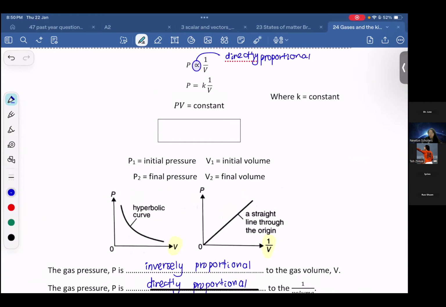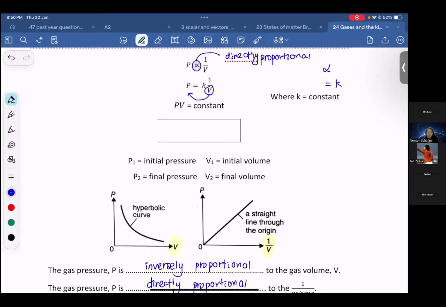Okay, in order to make this symbol become an equal symbol equation, we need to add a constant value, which is k. So at the end, the V goes to the other side here. This one is for those who are very good in physics and mathematics. It shows you how we get the formula of Boyle's law.